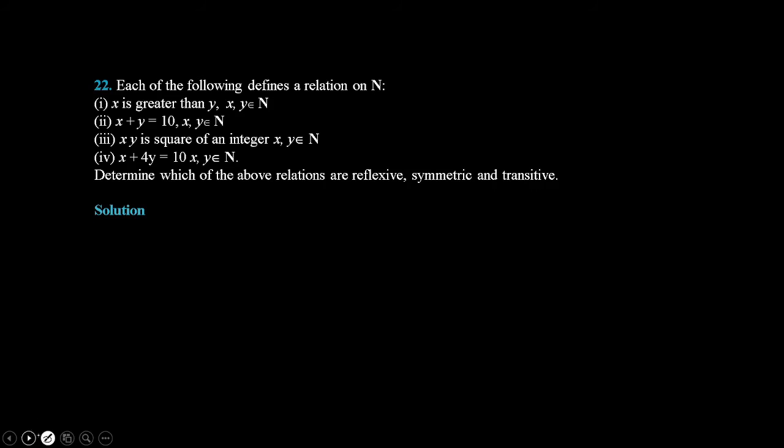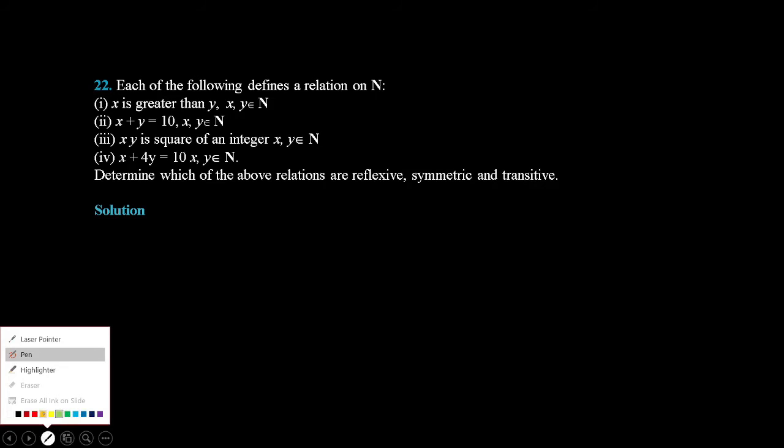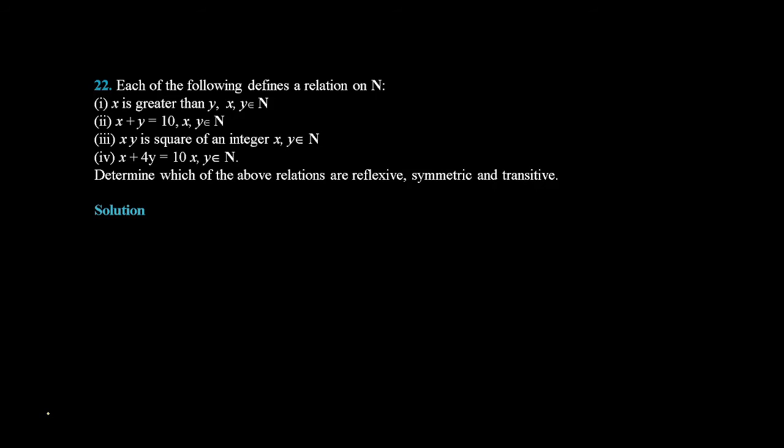So in this question, each of the following functions defines a relation on N. Okay, so we have to determine which of the above relations are reflexive, symmetric, transitive. Okay, we will check case by case. In the first case, the relation is defined as x is greater than y, where x comma y belongs to N. So first, is it reflexive? I will write R for reflexive, S for symmetric, and T for transitive.